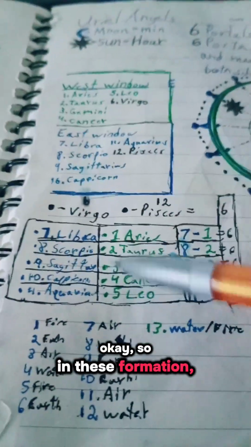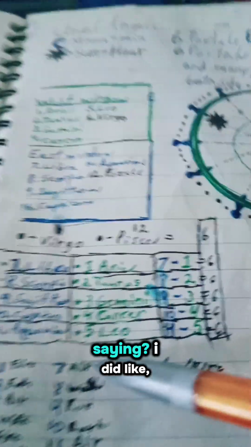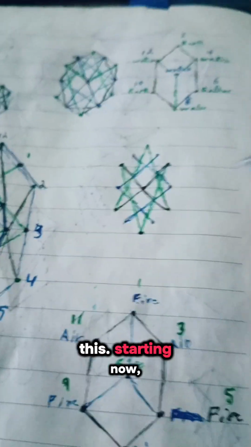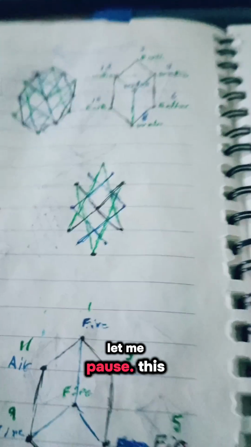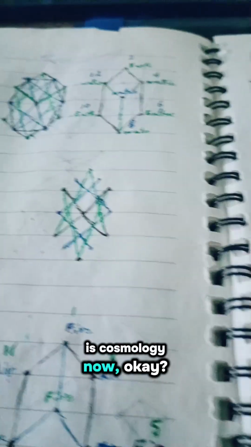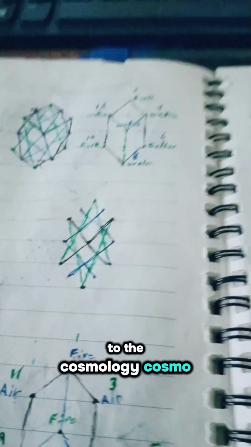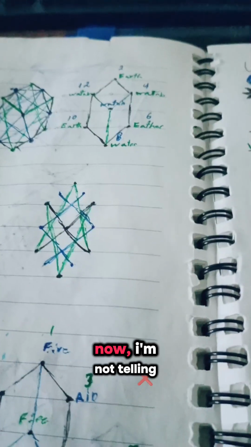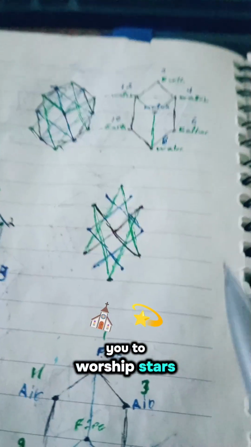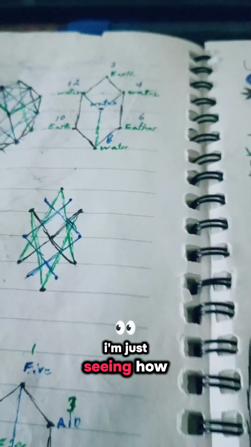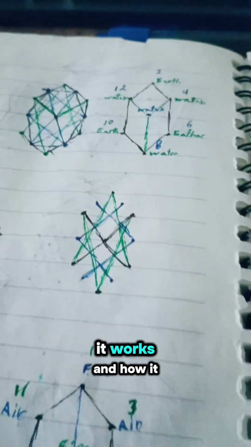So in this formation, you know what I'm saying, I did diagrams of the elements because each zodiac sign has elements. Starting now, let me pause. This is cosmology now, okay? Now I'm just transitioning to the cosmology chart, okay? Now, I'm not telling you to worship stars and praise the stars. I'm just seeing how it works and how it clocks, okay?